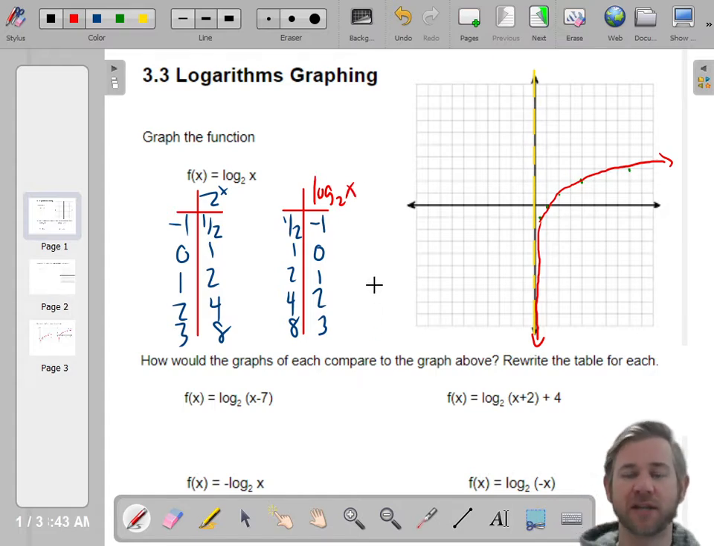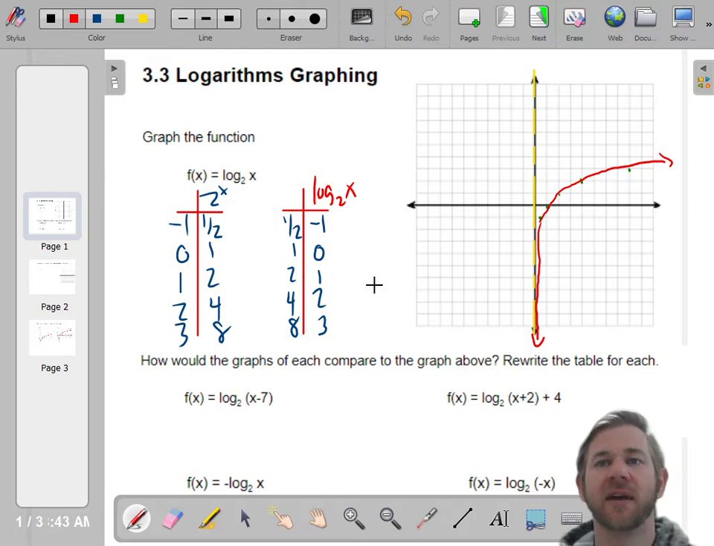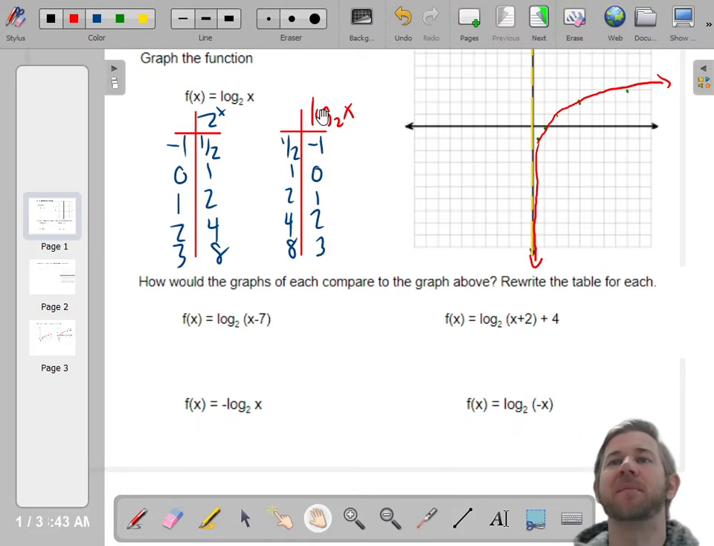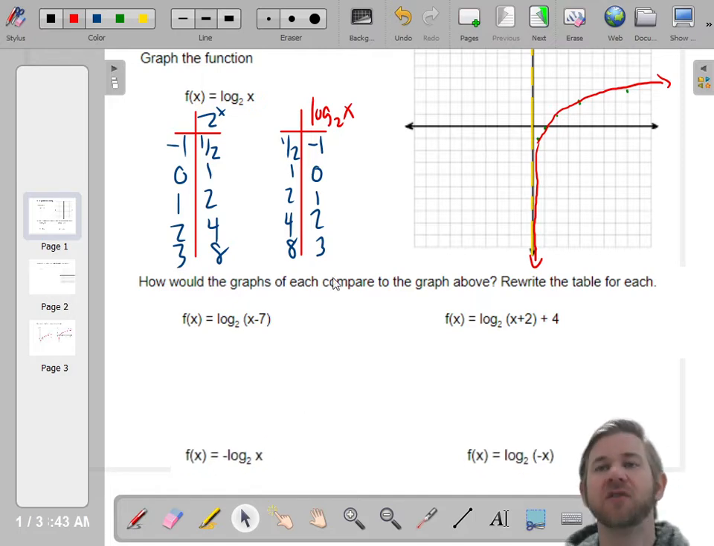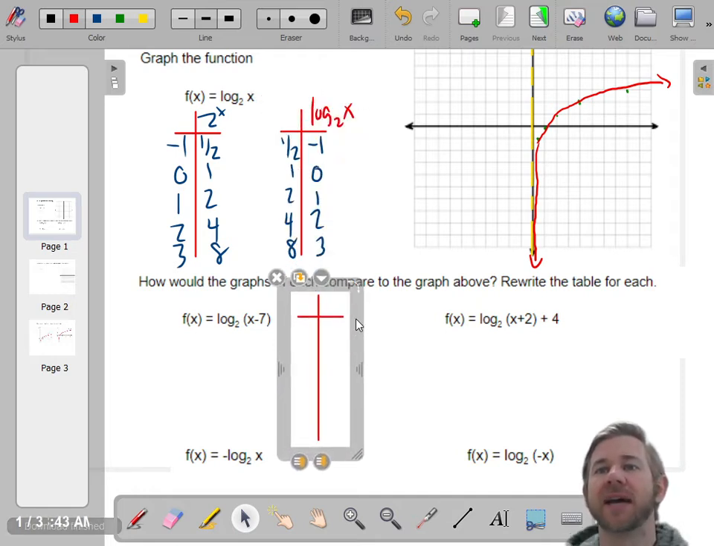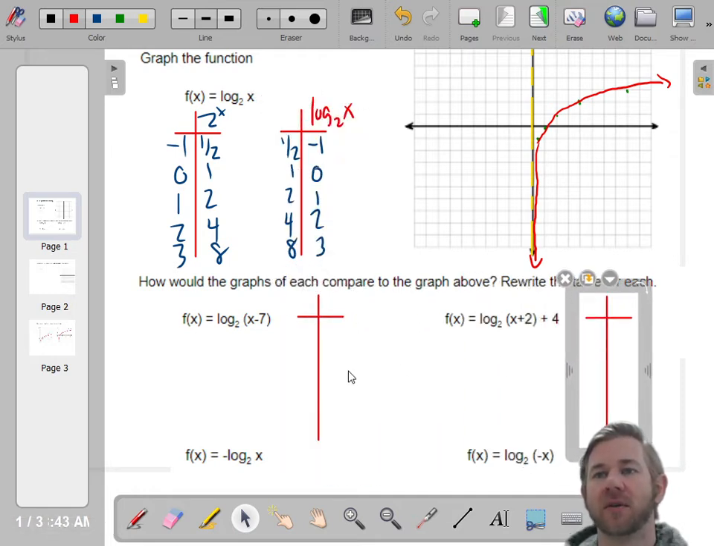You start with the exponential table. You take the inverse. Now we have the log. Once you have the base 2 log of x, you can sort of consider that a parent function for all these base 2 logarithms. So if I have this base 2 log of x table, now I can use that to generate more base 2 logarithm tables.